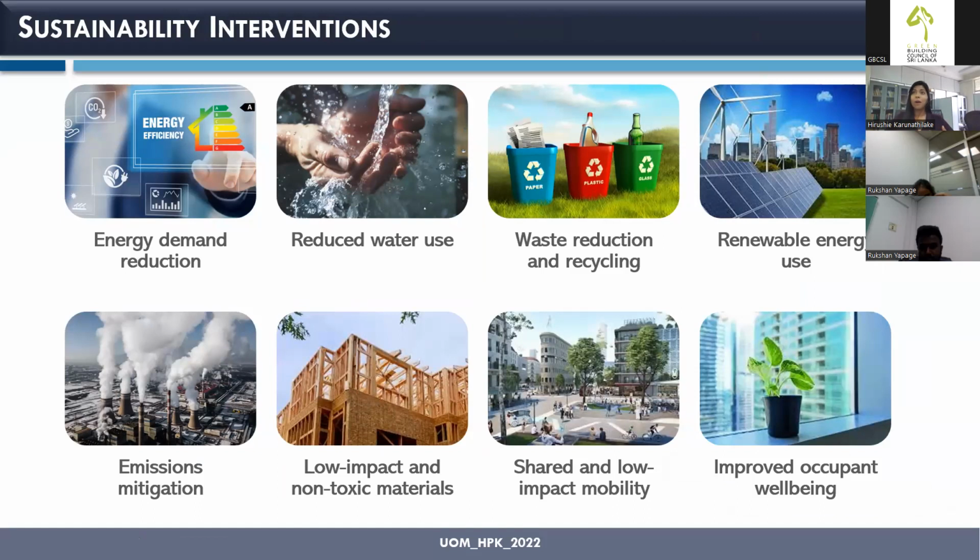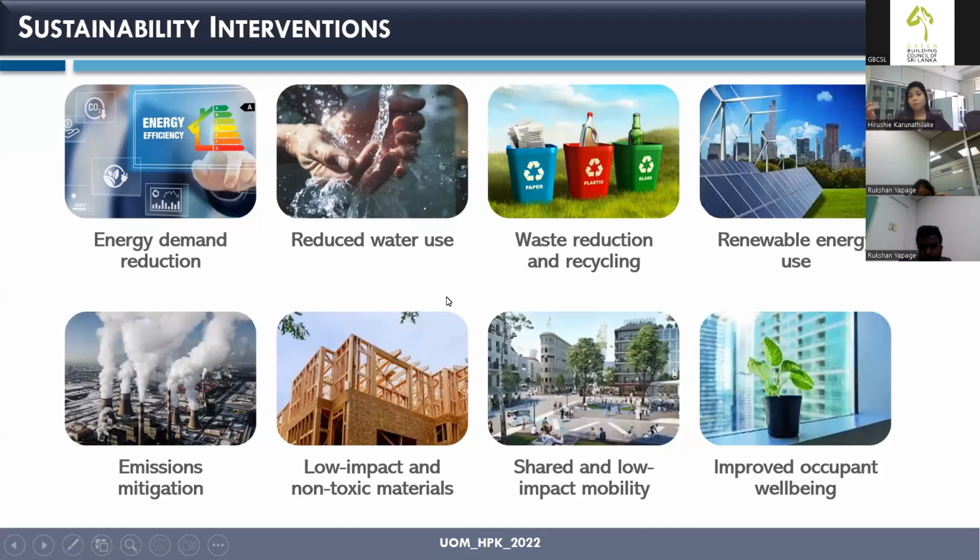These are some common sustainability interventions when it comes to the built environment. Reducing energy demand, and then reducing the water use, especially fresh water use, trying to recycle the gray and maybe even black water in buildings, so that instead of using fresh water, we can use recycled or reclaimed water. And then reducing the amount of waste generation and then recycling, using renewable energy, and then mitigating emissions through technologies like carbon capturing and utilization.